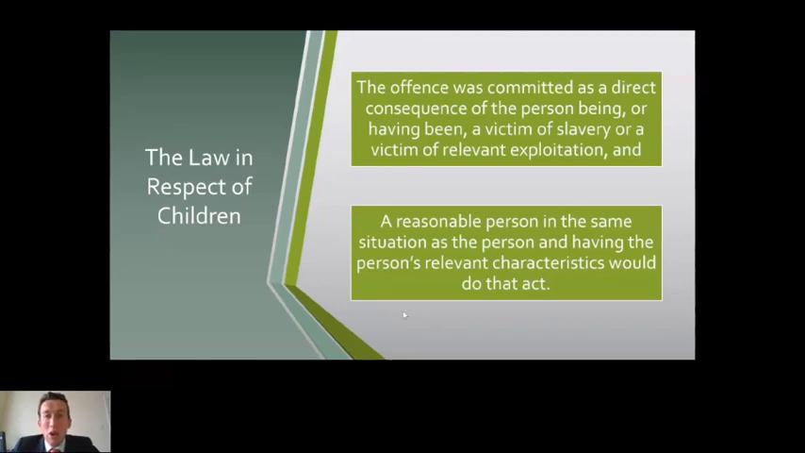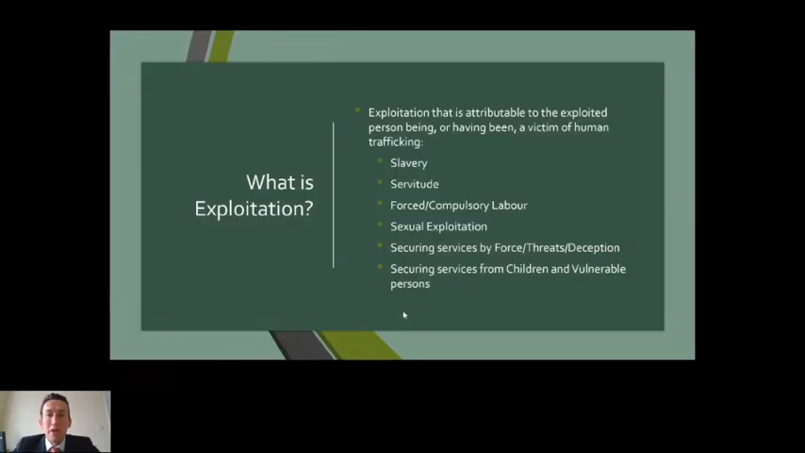In respect of children, it's a lot lower. And that's why we're seeing increasingly children relying on the Section 45 defence, because it simply has to be a direct consequence of being a victim of slavery or exploitation. And then again, the reasonable person test as to having those relevant characteristics. So I've talked about exploitation and trafficking. What actually is it? Section 1 of the Act sets out all of these factors: slavery, servitude, forced labour, exploitation. And the final two are a little bit broader. It can be securing services by force, threats and deception, and simply securing services from children and vulnerable persons.